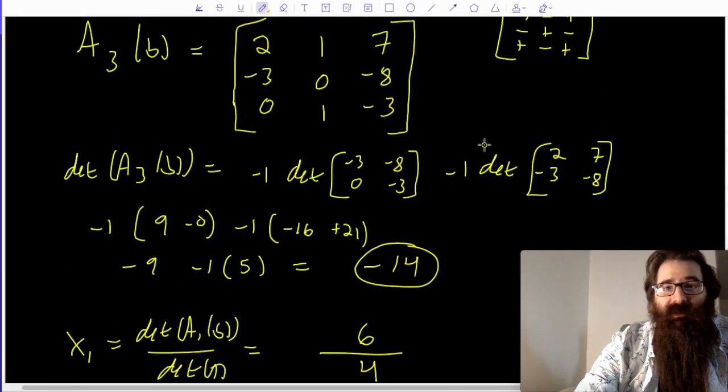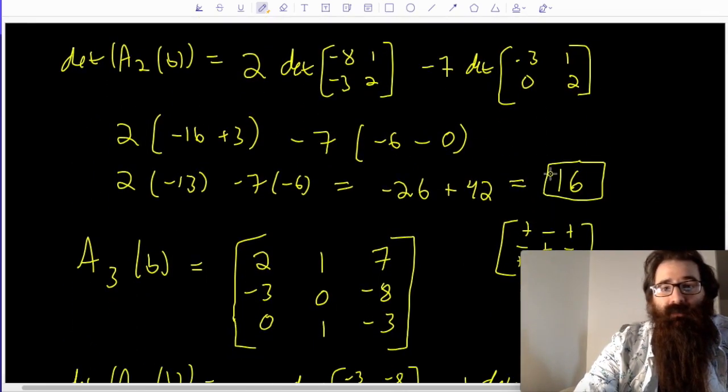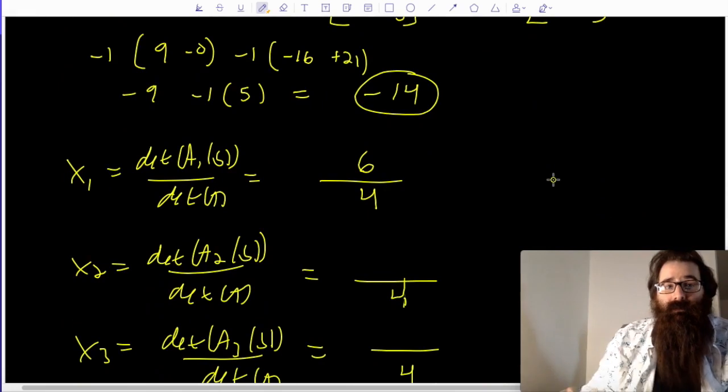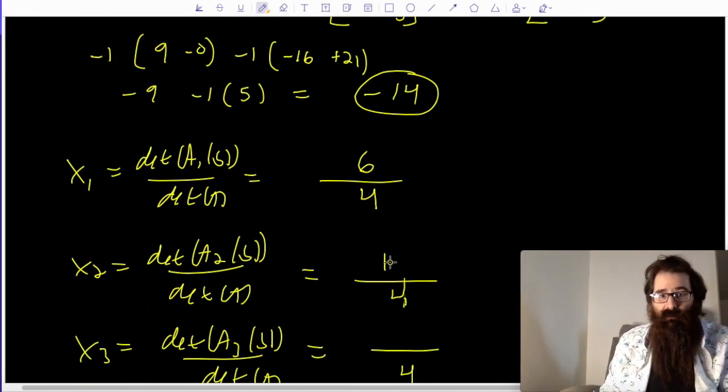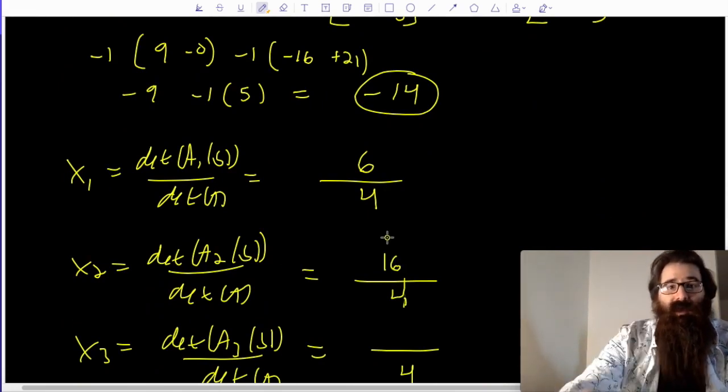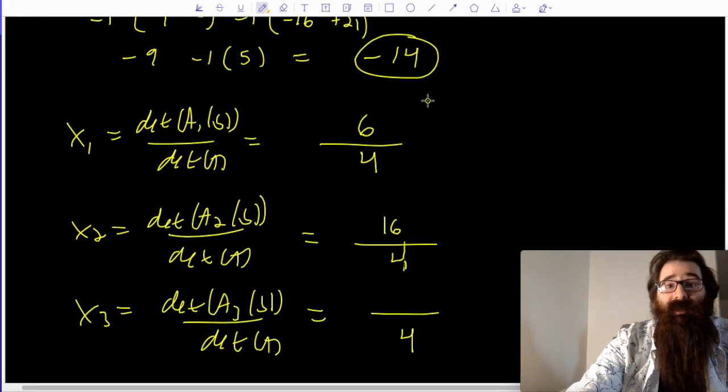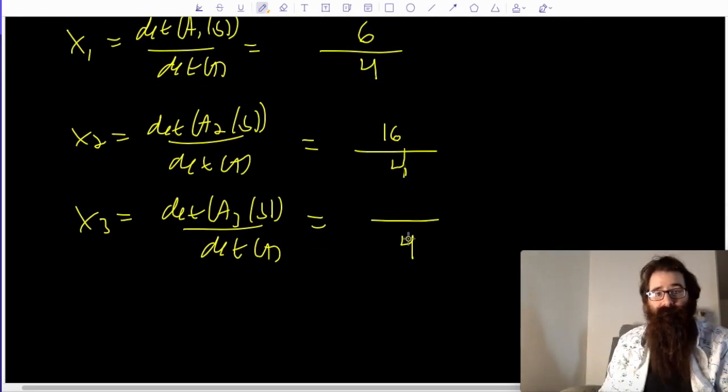What about the determinant of A sub 2 at B? We found that to be 16. That should be my second piece's numerator. And determinant of A sub 3 at B, we found that last was negative 14. And now I can reduce these.